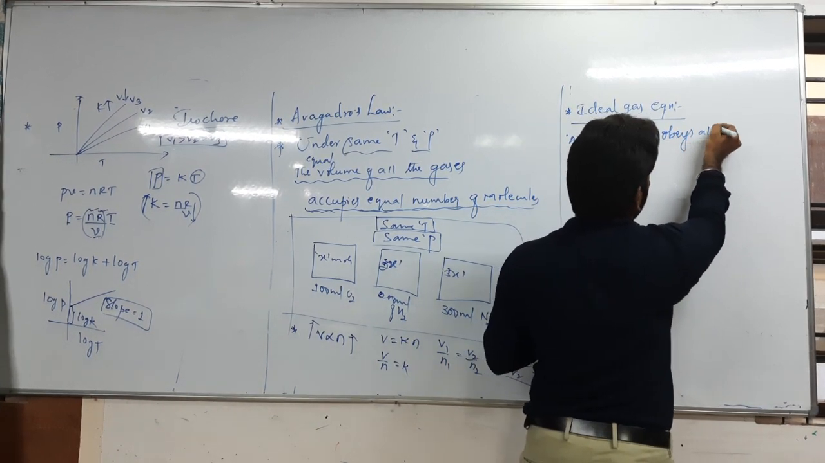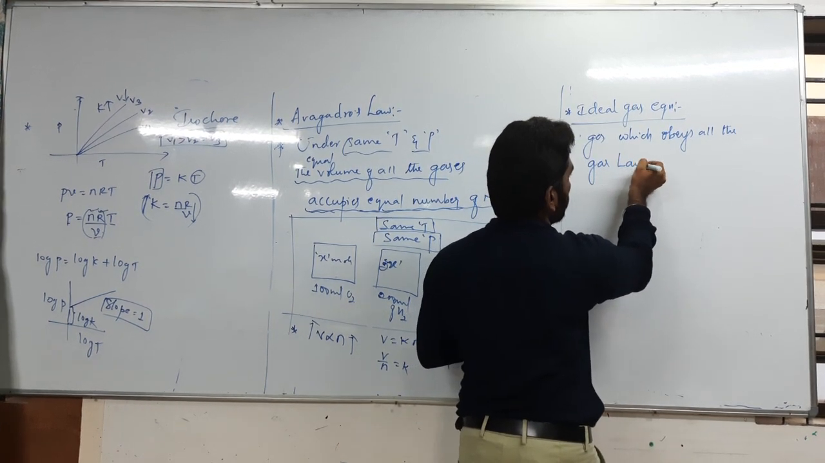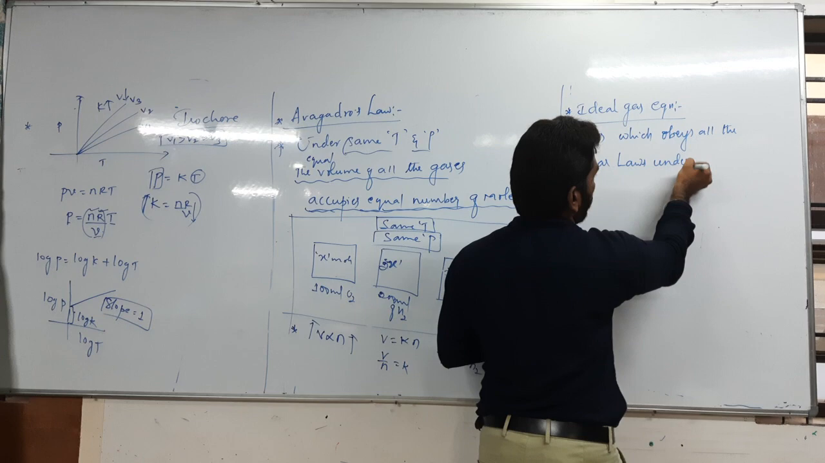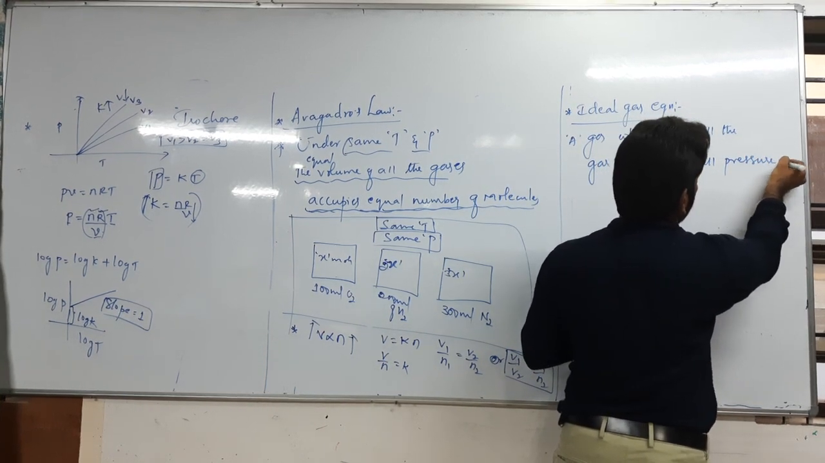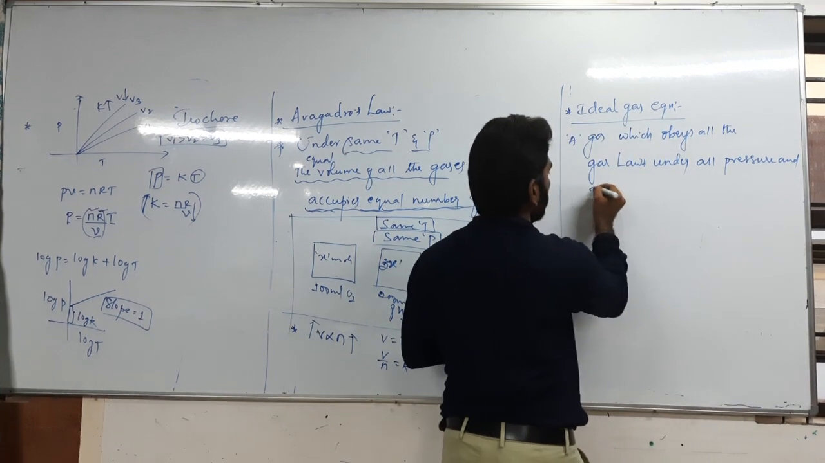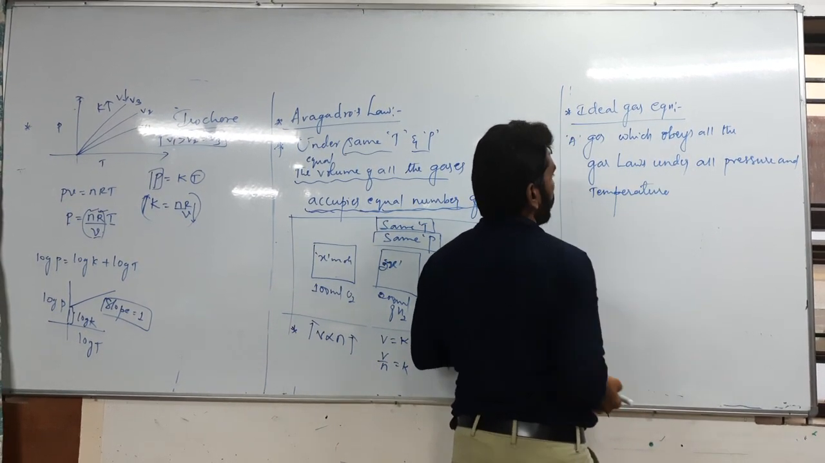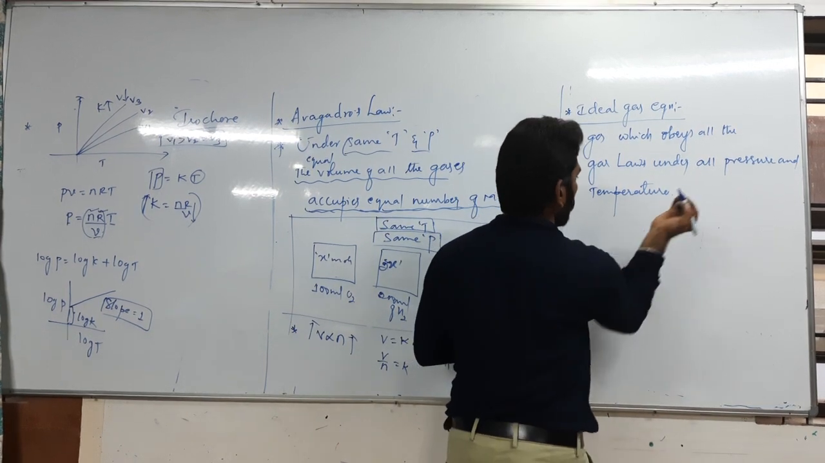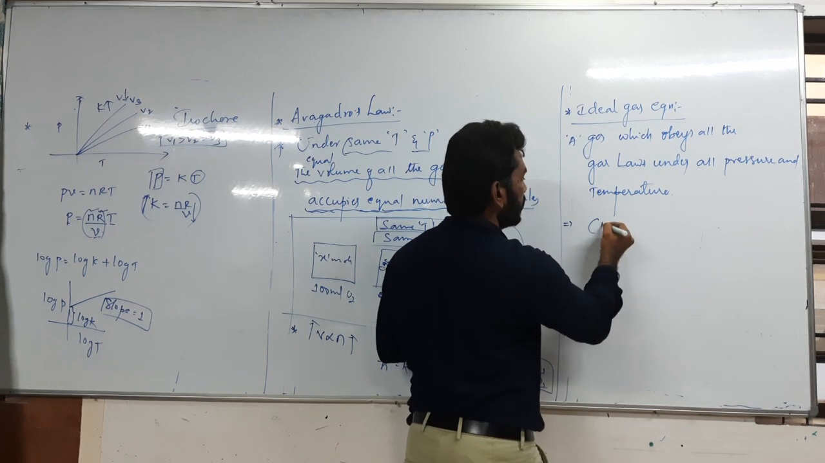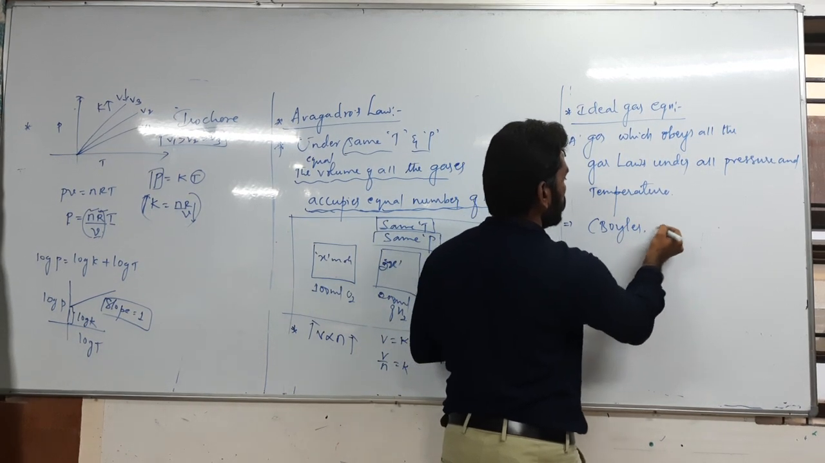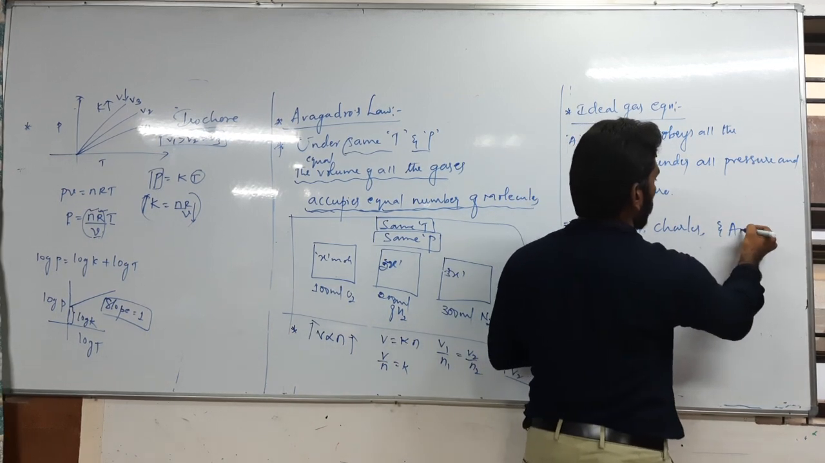So an ideal gas is a gas which obeys all gas laws under all pressure and temperature. Okay, so it's called an ideal gas. Whereas all gas laws include Boyle's law, Charles's law and Avogadro's law.